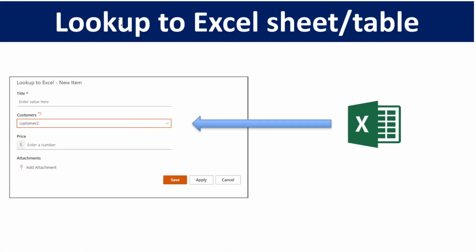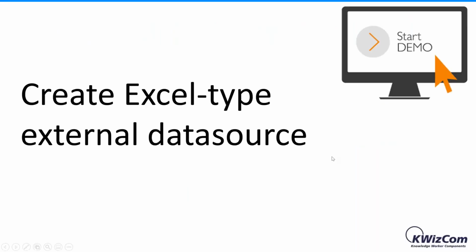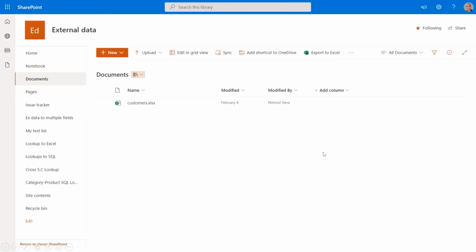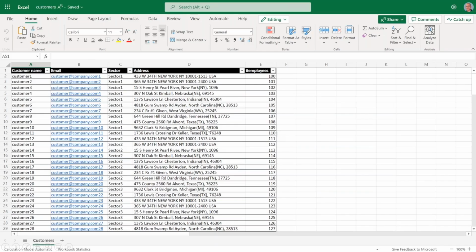The last example, almost the last example, sorry, is connecting to an Excel sheet or an Excel table. So you can also connect your form, bring data to your SharePoint Modern form from an Excel file located anywhere in your SharePoint environment. So as usual, first thing, you need to create a data source. So I want to create a data source connected to my customer's Excel file, which is in my documents library. Looking inside, this is my file.